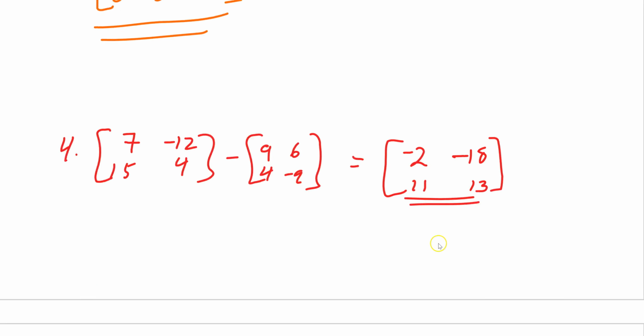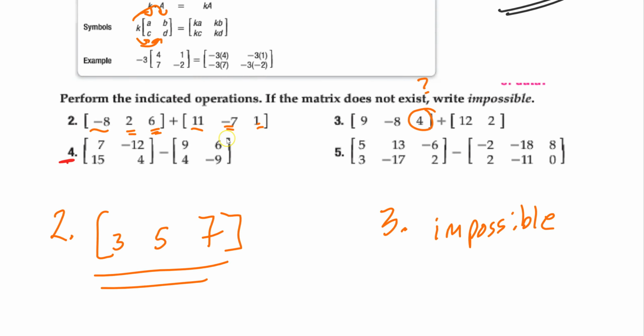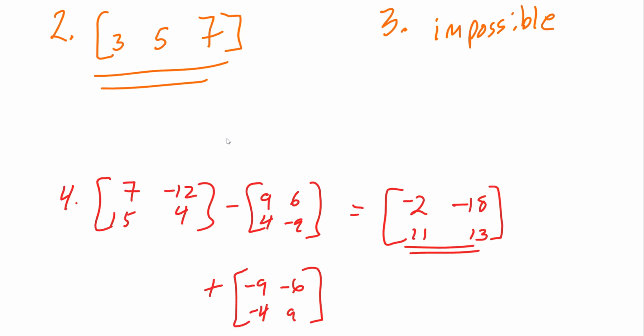Other way to do it if you wanted to is you could distribute the negative and just make it a positive. So it'd be like adding a negative matrix. So that's an alternate way of doing it. You just distribute the negative and then add these two matrices together. Exact same answer. So that's how you add matrices. Just add the corresponding parts. Couldn't be simpler.